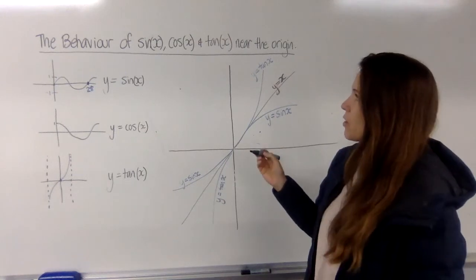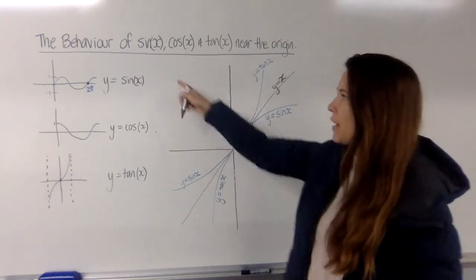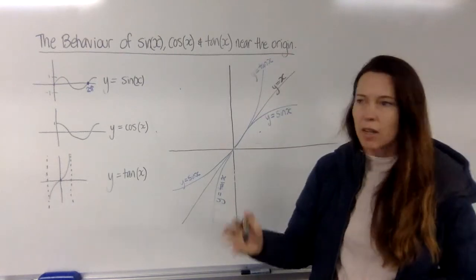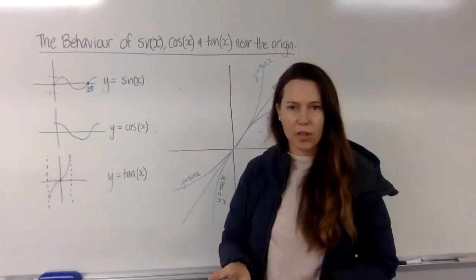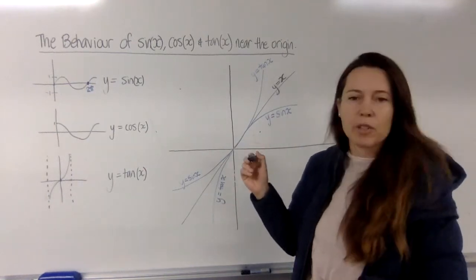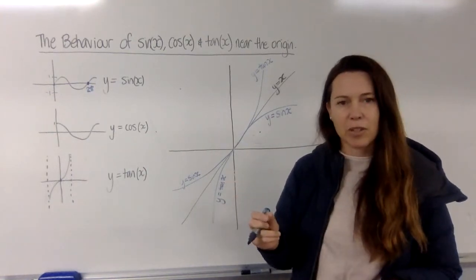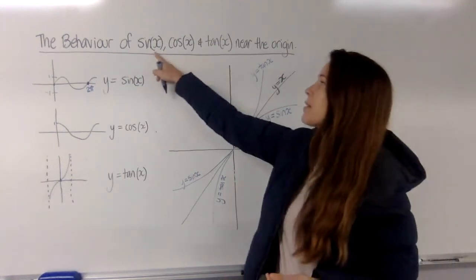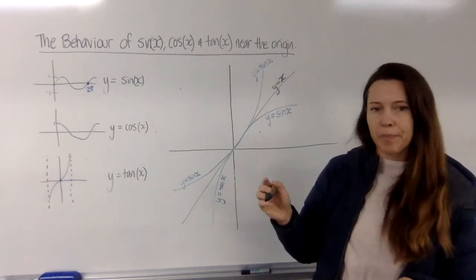But something else that we're going to learn today, we're going to have a look at the behaviour of each of these curves near the origin. Now, we've already memorised the shapes of the curves, so this shouldn't be too much of a surprise, but we're going to come up with some results that help us to make approximations when x is a very, very small angle and we're finding the sine, the cos, or the tan of x.